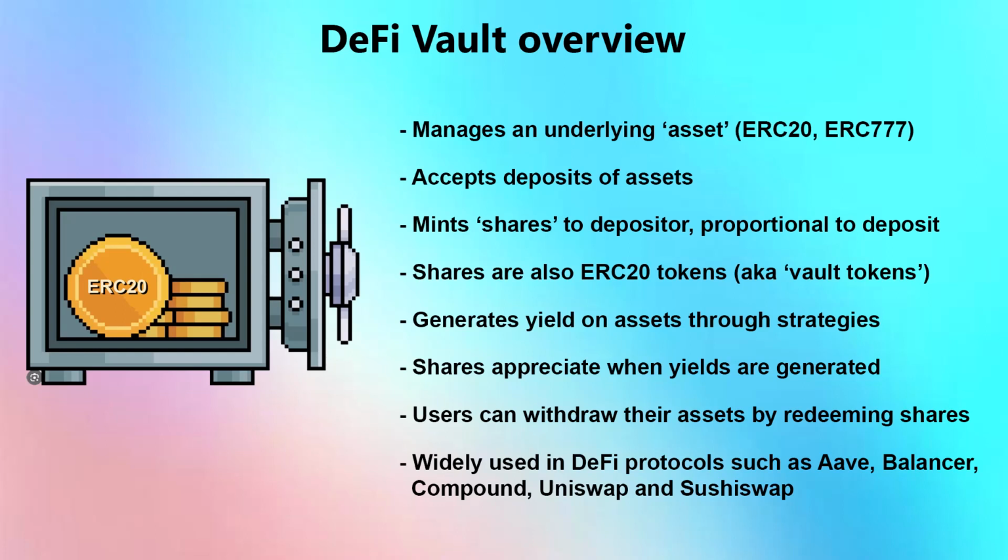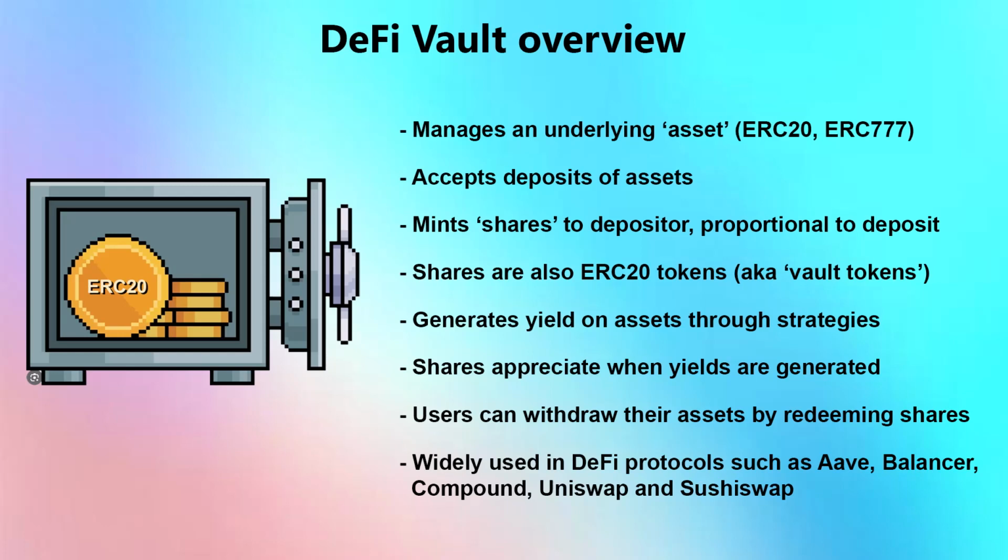They're used by many, if not most, DeFi protocols, including Aave, Balancer, Compound, Uniswap, and SushiSwap, just to name a few. An important characteristic of vaults is that deposits are tokenized, meaning that whenever a user deposits tokens into the vault, they receive so-called shares or vault tokens in return. These shares are also ERC20 tokens, and they represent the depositor's share of the overall vault funds, including any profits or yield on those funds.